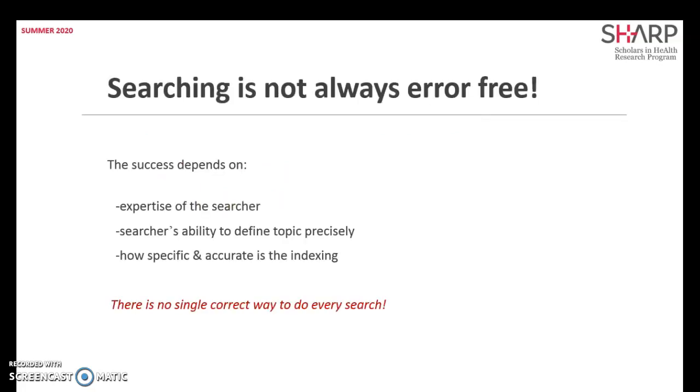Remember, searching is not always error-free. The success depends on the expertise of the researcher, the searcher's ability to define the topic precisely, how specific and accurate the indexing is, how to combine the different concepts together using the right Boolean operators, and how much detailed research you're doing or not doing. Remember, there's no single correct way to do every search. Each researcher does his or her search the way he or she sees it right. But there are the basics that cannot go wrong, which is the combination of the concepts.